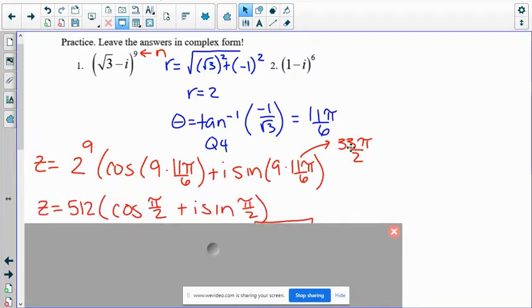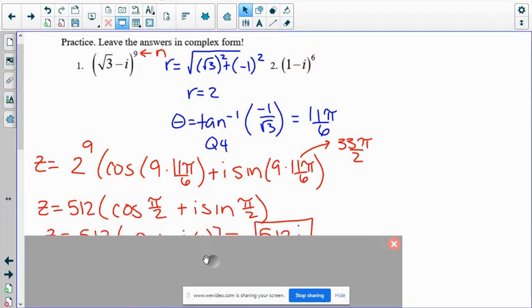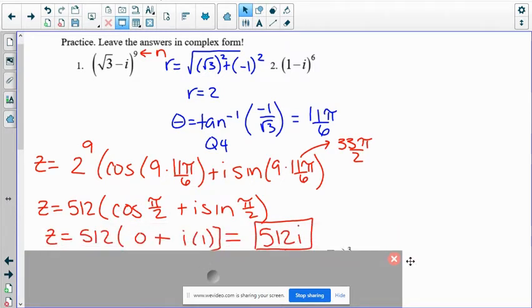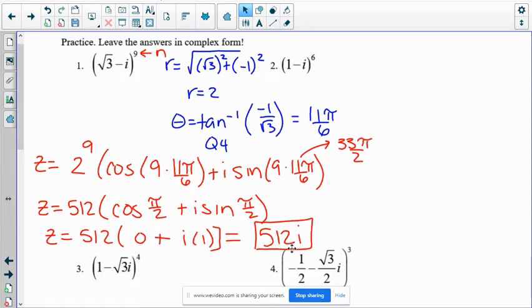And then I figured out 33 pi over 2 is the same thing as going around and around and around, and it's the same thing as pi halves. From here, I'm not leaving it in polar because I actually want to figure out what this would be if I sat down and did that 9 times. I then just figure out what is the cosine of pi over 2 and what is the sine of pi over 2, which is 0 and 1. And so voila, your answer is 512i. So if you were to sit there and do this 9 times out and hopefully not make any algebra mistakes, you would end up with everything canceling out except for 512i. So it's pretty cool.